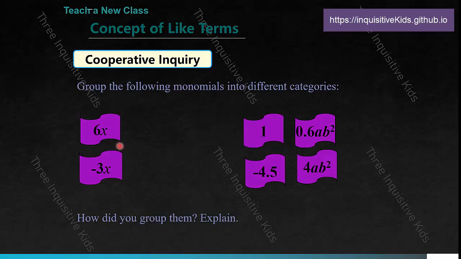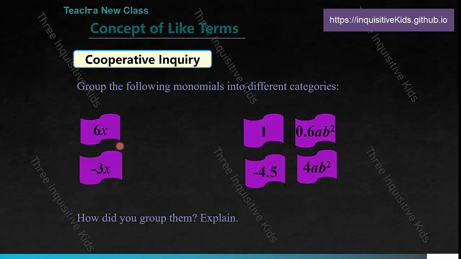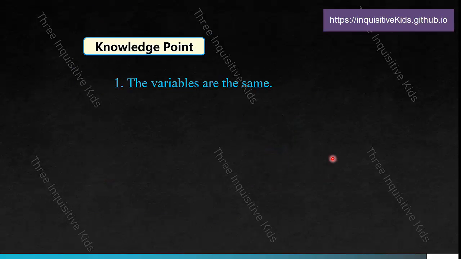So how did this person group them? The variables were the same. Let's look back here. These variable parts were the same: 6x and negative 3x. They didn't just look at the coefficients, they looked at the variable parts. The variable parts were both x. 1 and negative 4.5 didn't have any variables, so they were in one category. And the last two terms, or monomials, had the same variable part as well, ab squared. So the variable parts are the same.